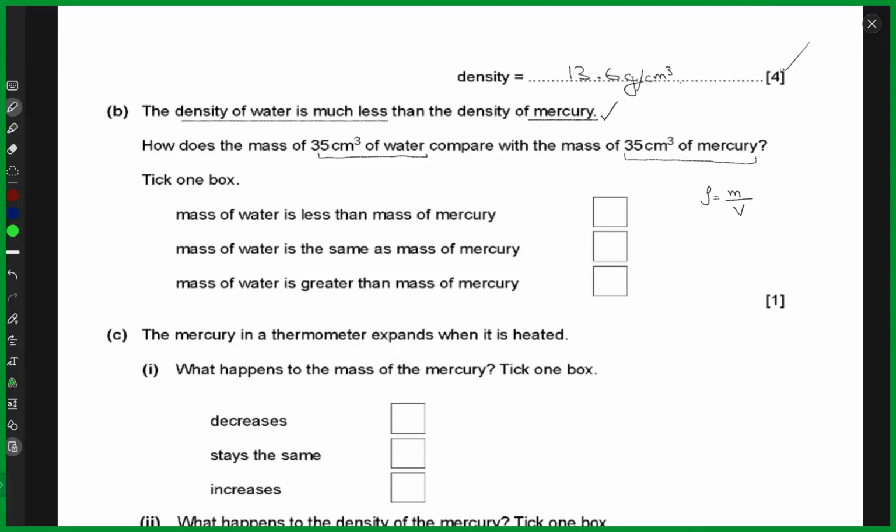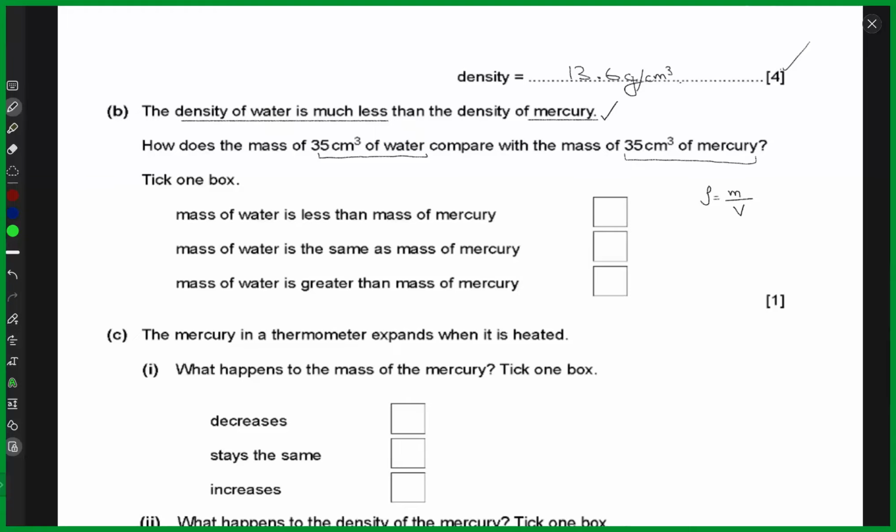The first option. Okay, so you're saying that the mass of water is less than the mass of mercury, right? So what would be your reasoning behind this option? Why would you say that it's this one? Like you said, you can compact more mercury in a lesser volume.